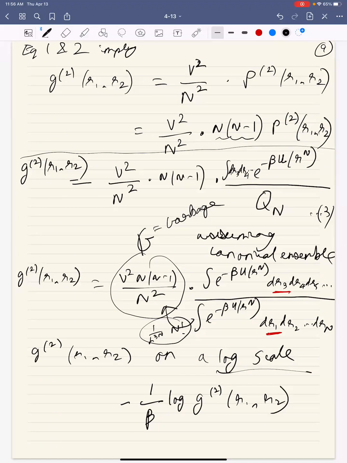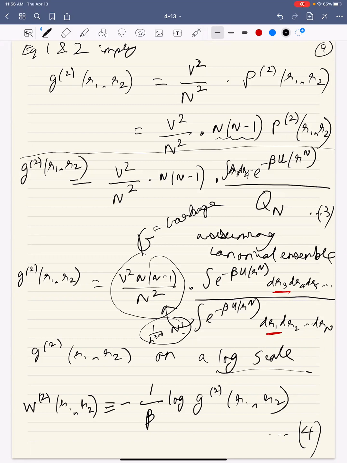So we are going to look at log of G2 multiplied with minus 1 over beta, and we will give it a name. We will call it W. So this will be W2 of R1, R2, and we have just defined W this way. This is equation 4. Later W will have a name: W will be known as the potential of mean force, which is PMF, which is fundamental to molecular simulations everywhere. So we will come to that.